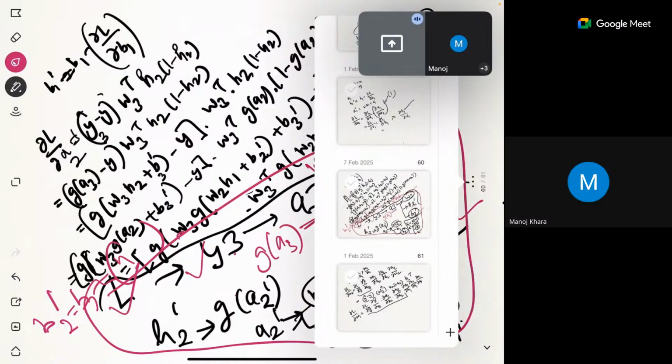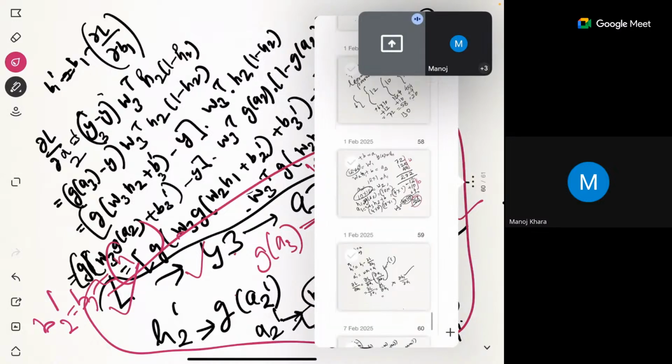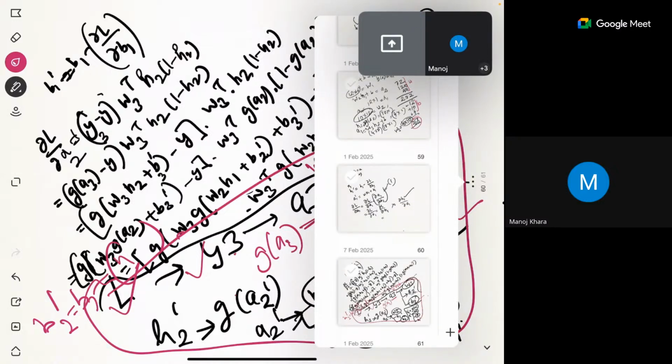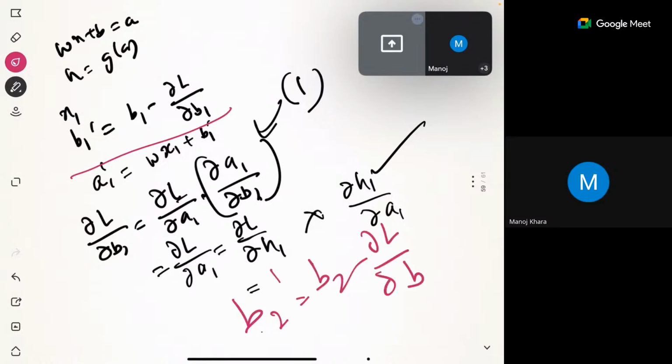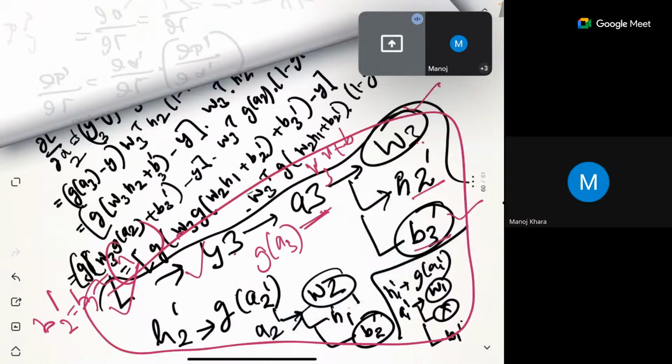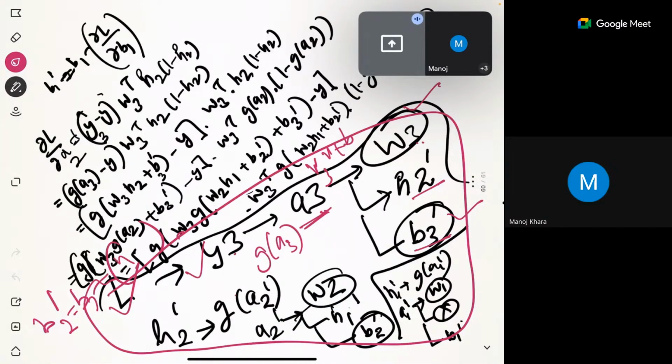If I scroll here, getting B2 prime or B1 prime is very easy, because B2 prime is B2 minus del L by del B2. I've already got B2, I've given that answer, I've got full marks for that. Now if I want to do B3 prime, I can calculate that as well, because I have del L by del B3. It's the easiest part, because del L by del B3 is y minus y hat. Very simple.